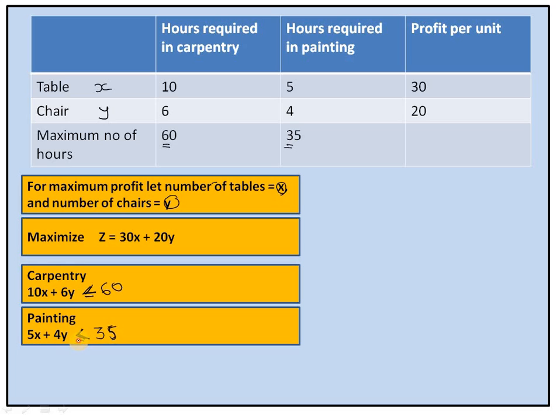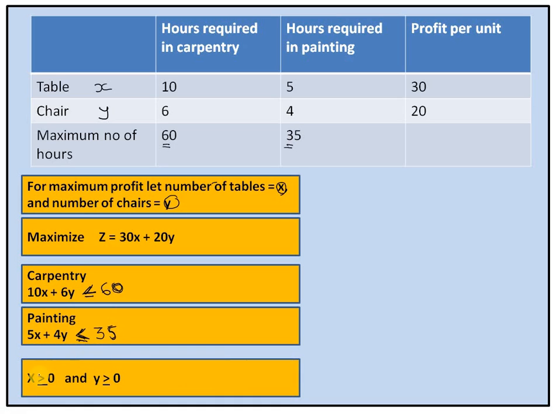समझ गए? ये मेरा रिसोर्स का लिमिटेशन है. You cannot tell me to make 1 crore tables. You cannot tell me to make 500 tables. समझ गए? Because these are my constraints. Now, can I make negative number of tables? Can I make -2 tables? No. Can I make -1 chair? No. So X and Y are always greater than or equal to 0. So I have to have another constraint. X is greater than or equal to 0. Y is greater than or equal to 0.